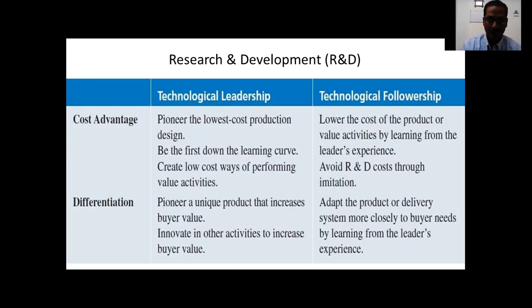Then differentiation: the pioneer offers a unique product that increases buyer value, and innovates in other activities to increase buyer value. Whereas the technological followers have to adapt the product or delivery system more closely to the buyer's needs by learning from the leader's experience. So in other words, if a business wants to be a technological leader, they have to participate in extensive research and development, or their only chance is to follow the leader.